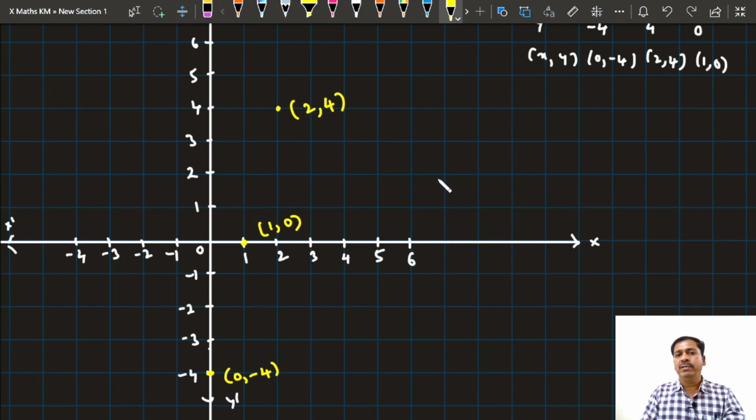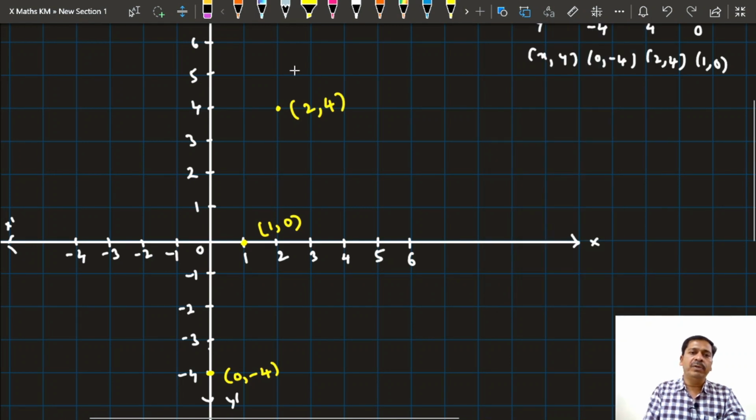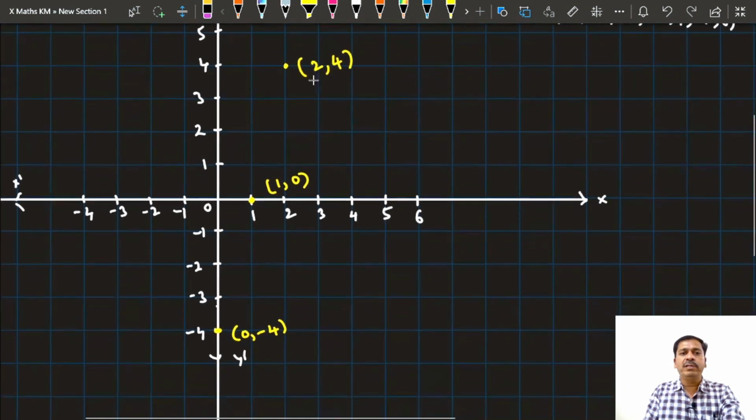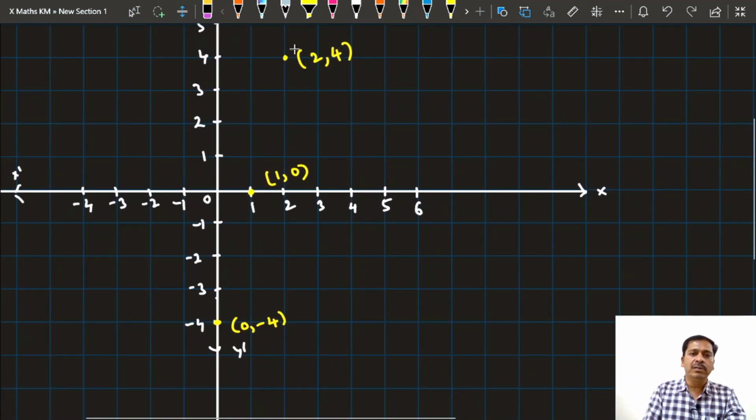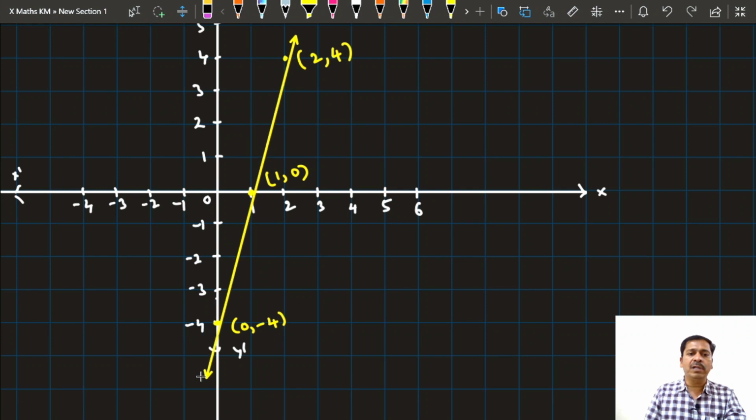Now the next work is to join all these 3 points by using the scale. Definitely they come on a straight line. So you have to join these 3. Now I am trying to join. Just observe here. See, I would like to join these 3 points. See, this is the first graph. Now what I have drawn, this is the first graph.